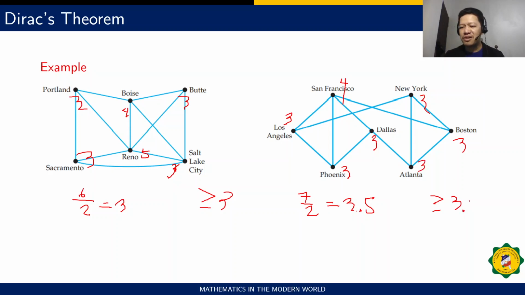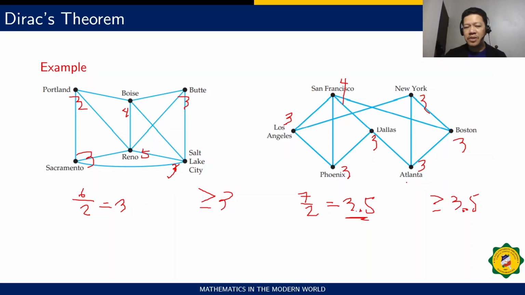I'm sorry, this should be 3.5, no? Because the one that we solved here is actually 3.5. So Dirac's theorem tells us that its vertex should have a degree greater than or equal to 3.5, so that we can immediately conclude it's a Hamiltonian circuit. But as you can see, there are degrees which are less than 3.5. So we cannot say that there is a Hamiltonian path, or maybe there is no Hamiltonian path or circuit.